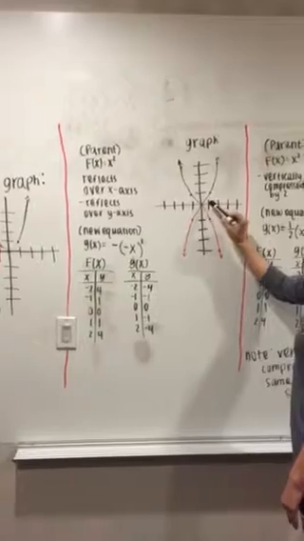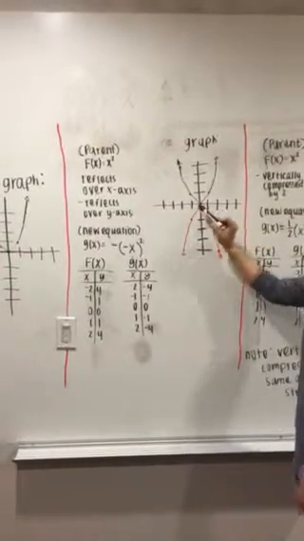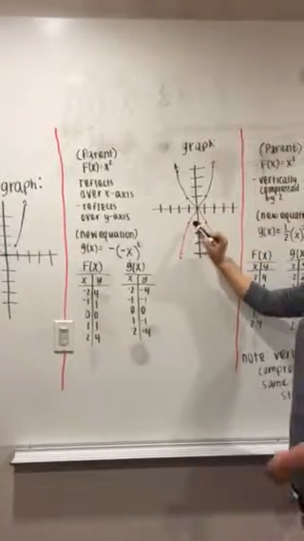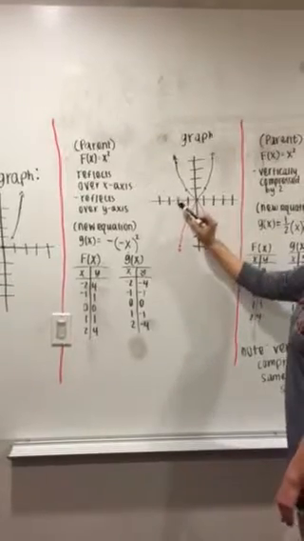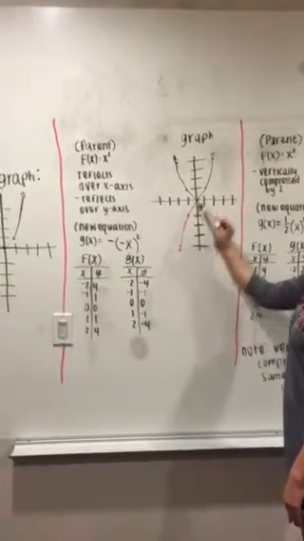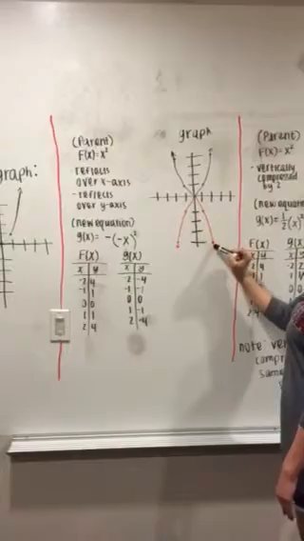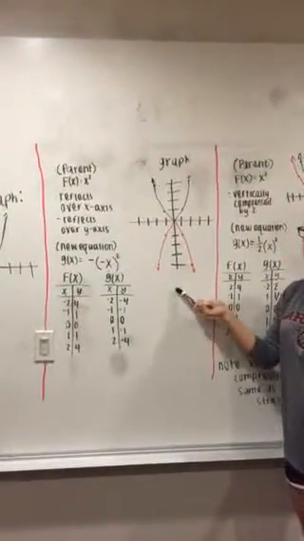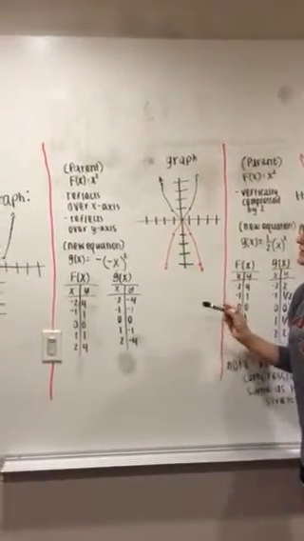So you go to the right 1, down 1 instead of up 1. To the left 1, down 1 instead of up 1. To the left 2, down 4. To the right 2, down 4. And that's how easy it is to do a reflection over the x-axis.